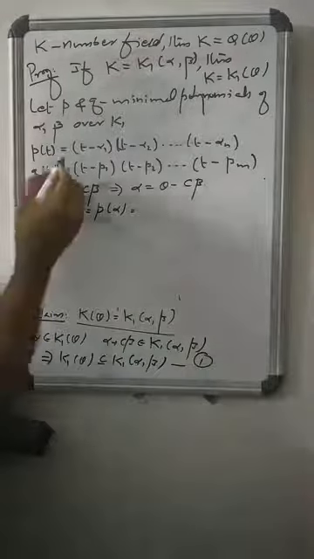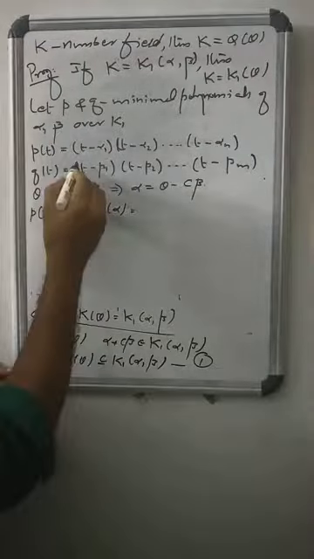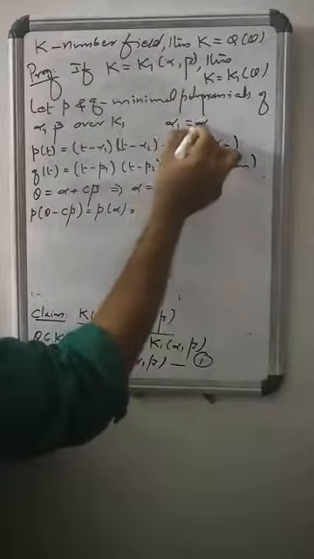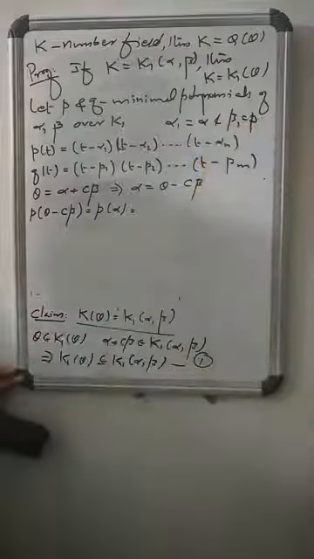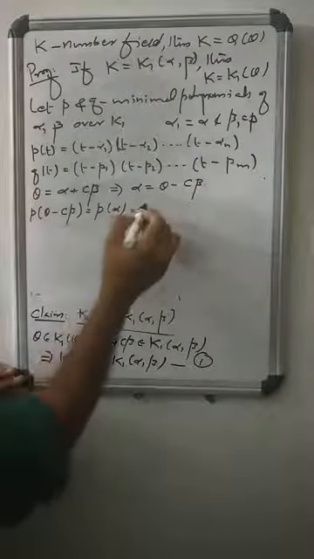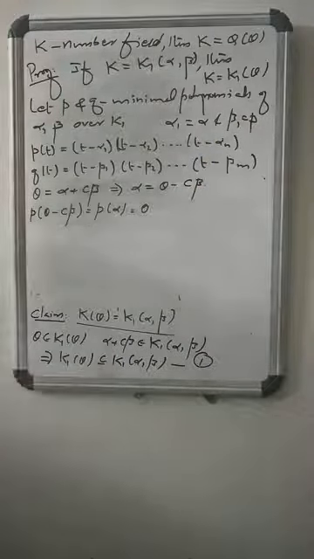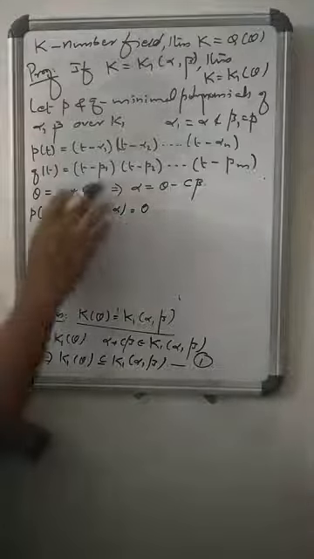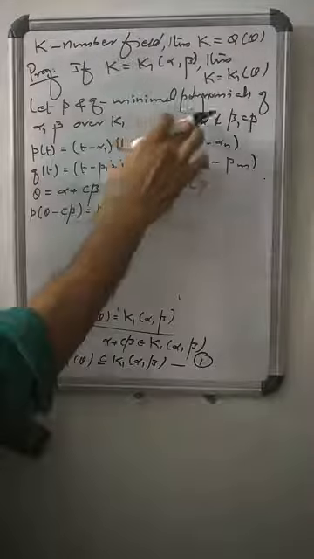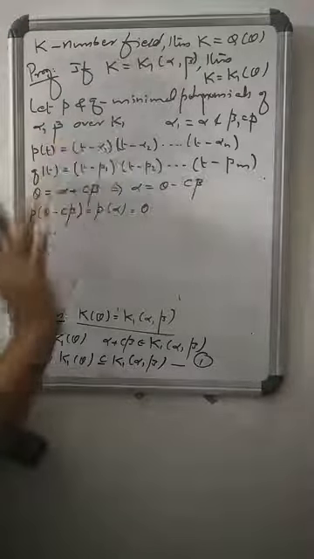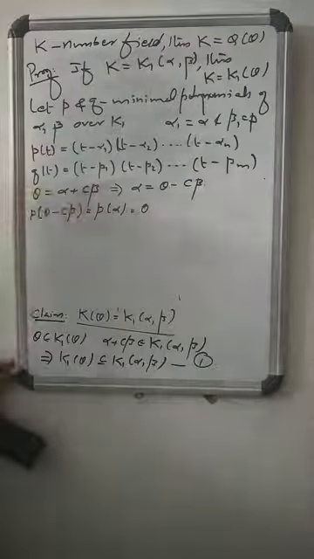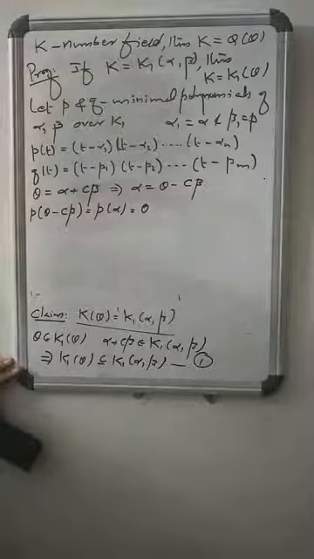What is P of t? T minus alpha_1, etc. But here we choose alpha_1 equals alpha and beta_1 equals beta. So what is P of alpha? P of alpha equals 0. Why? P of t is t minus alpha_1, meaning t minus alpha. Instead of t put alpha, so alpha minus alpha, the first term vanishes. So P of theta minus c beta equals 0.